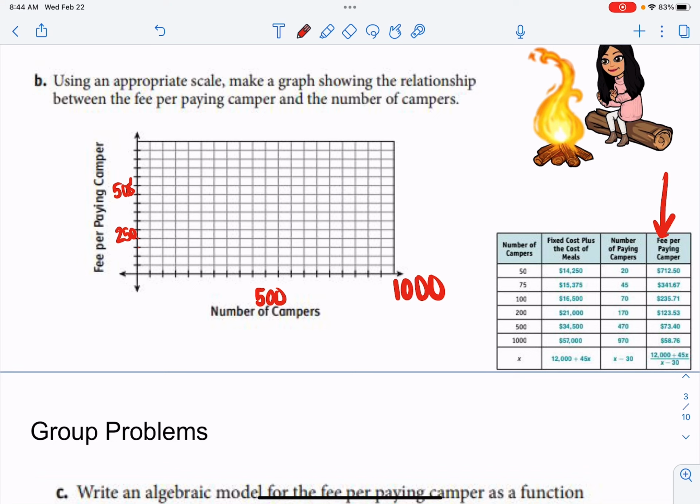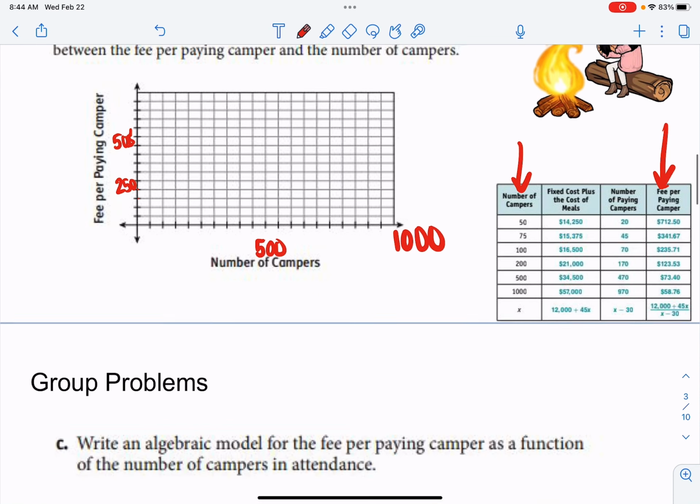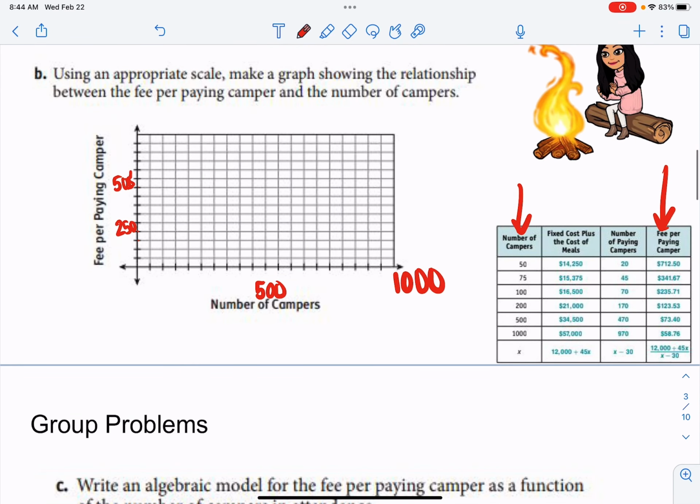Then I would graph these points and those points, and I would get a graph that looks something like this. I'm just graphing it generally; as long as yours looks like mine, that's fine. Let me do it up here. So like that.